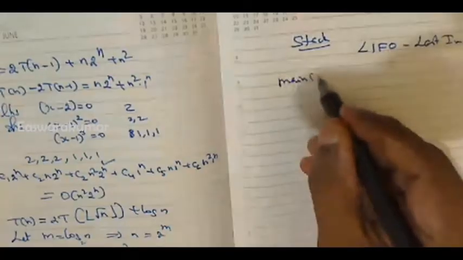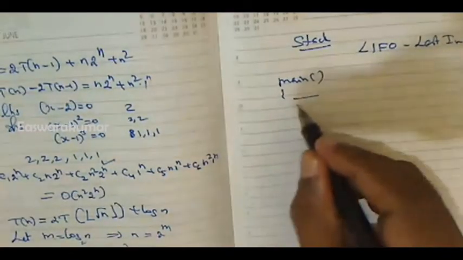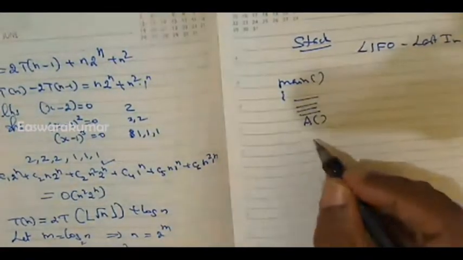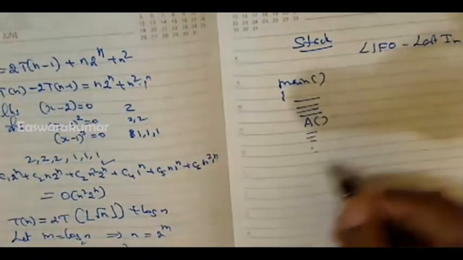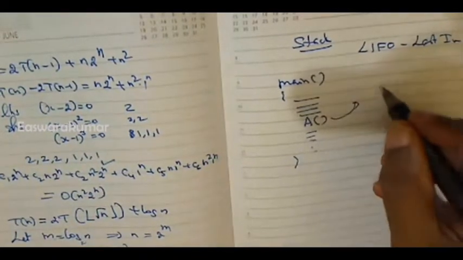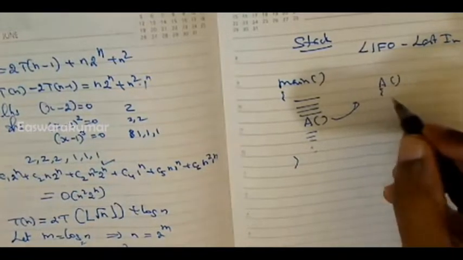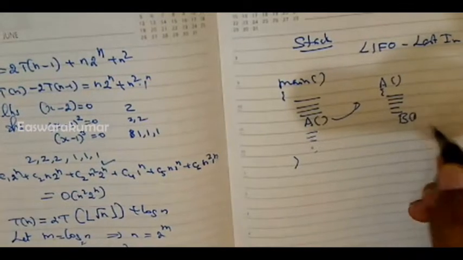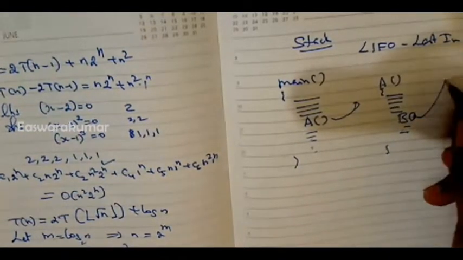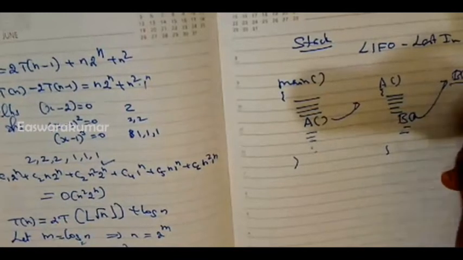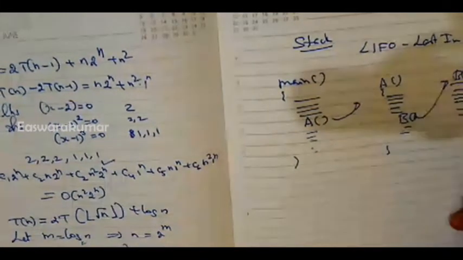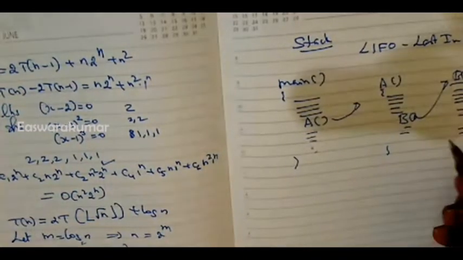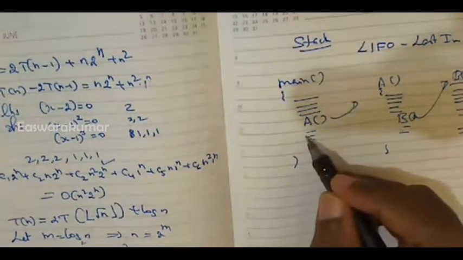Suppose this is our main program, with some lines of code. Here it is calling a function called A. Once this call comes, the control goes to function A. Function A has some code, and let us assume it calls another function called B. Now the control goes to B, where some lines of code execute. After that, it will return to this point, then after finishing that, it will come to this point, like that.